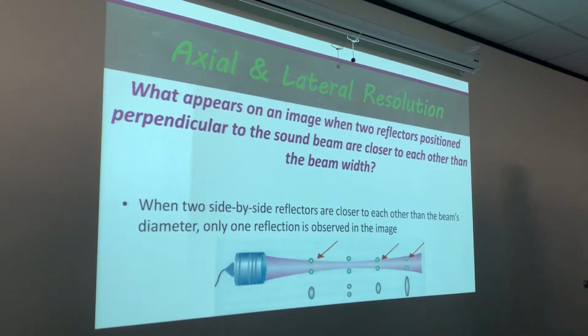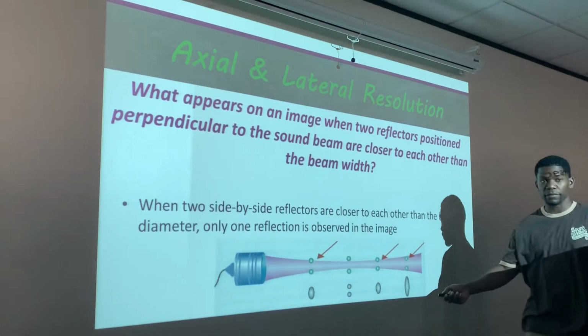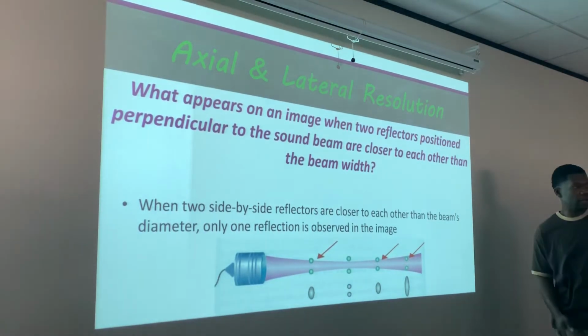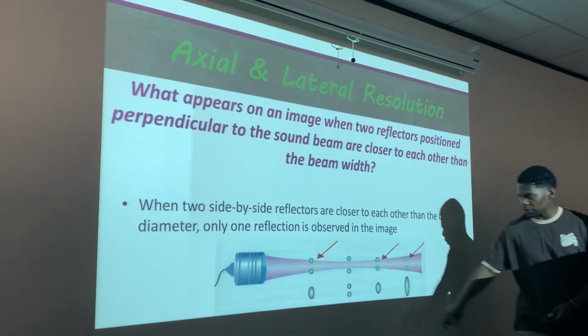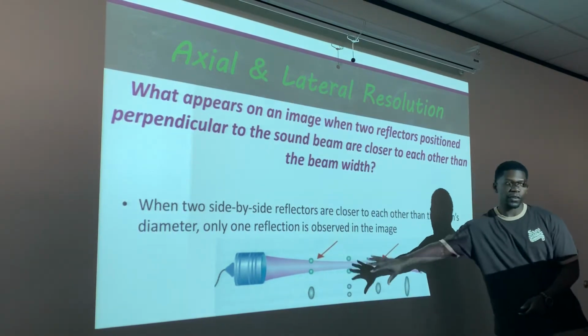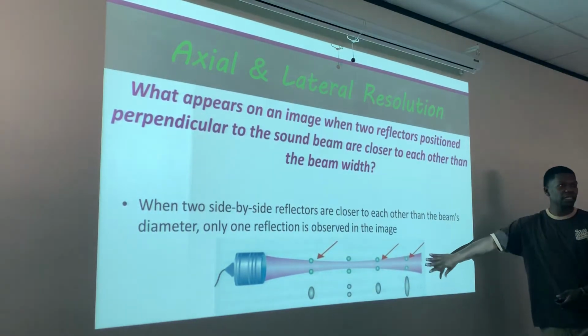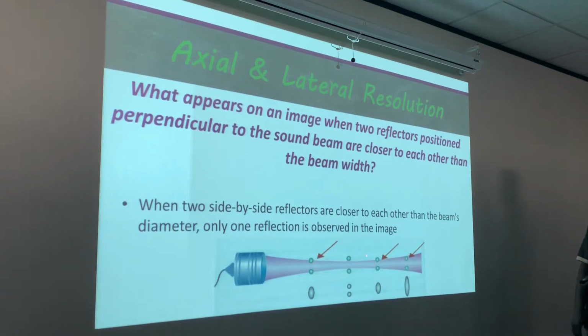So even though this is where the focus has the best lateral resolution, because the two structures at the focus are further apart than any other structures along the width of this beam, the beam is so thin it's still able to tell those two structures apart. So when two side-by-side reflectors are closer to each other than the beam's diameter, only one reflection is observed in the image. Just like these. All right, you good there?